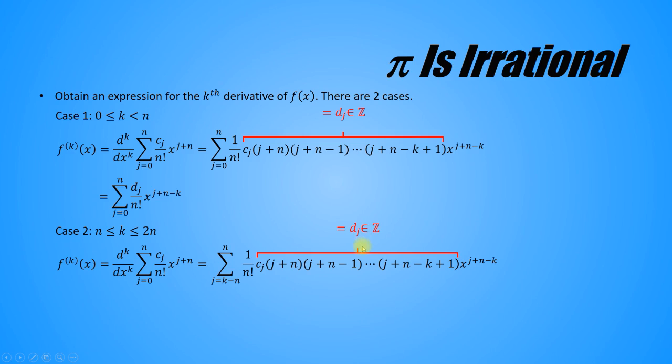Now this time, the kth derivative will have a constant term. Specifically, when j equals k minus n. So I'm going to pull that term out. And I'm going to group the rest of the terms in a sum that starts at j equals k minus n plus 1.